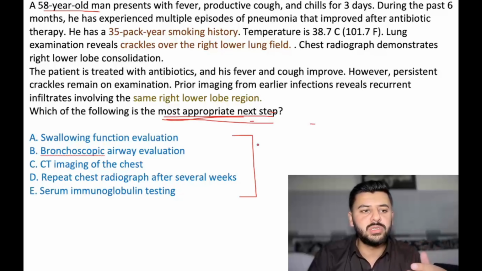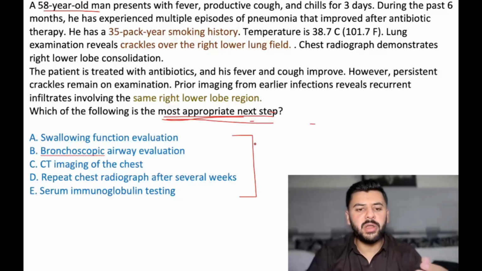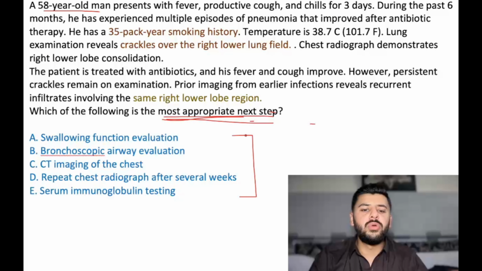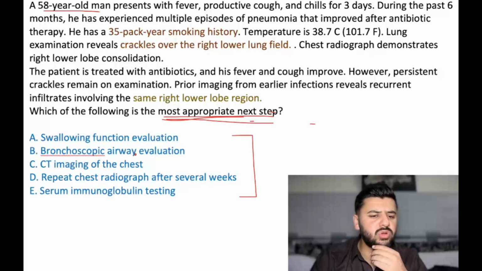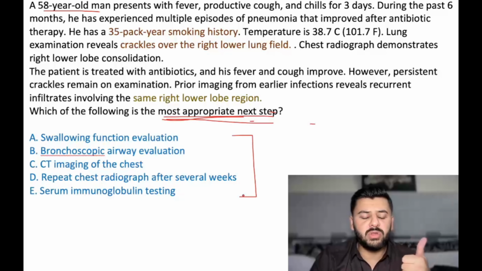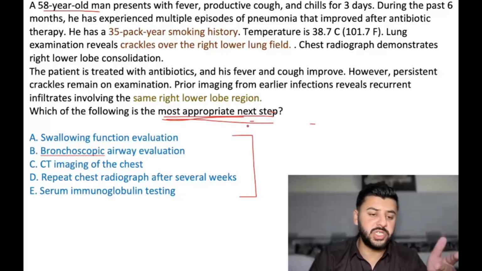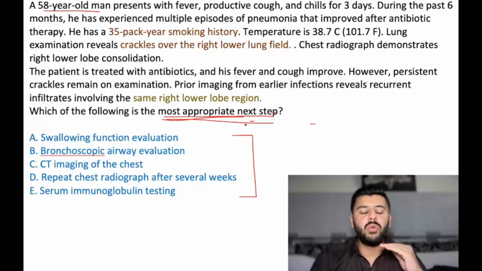By reading the options, it will actually help you to diagnose what system you are actually dealing with. For example, swallowing function evaluation, bronchoscopic evaluation, CT of the chest, repeat chest radiograph, serum immunoglobulin testing. So it means either I'm dealing with cardio, or respiration, or the GI. So I've narrowed down the diagnosis to three things. Let's see, what does the question say?